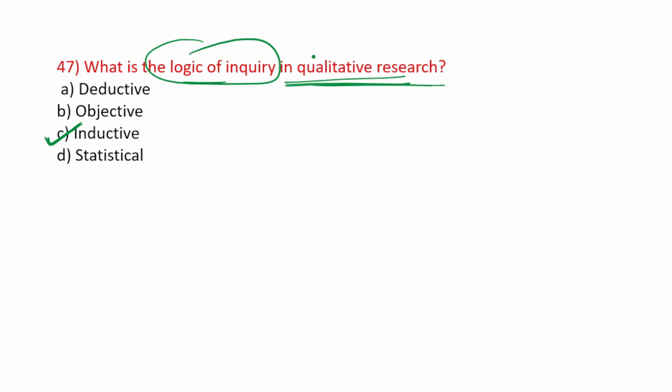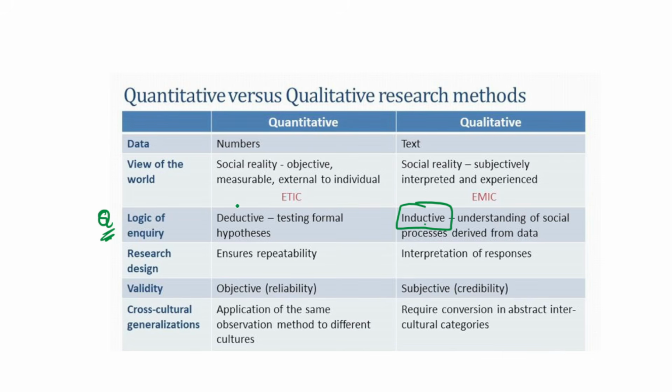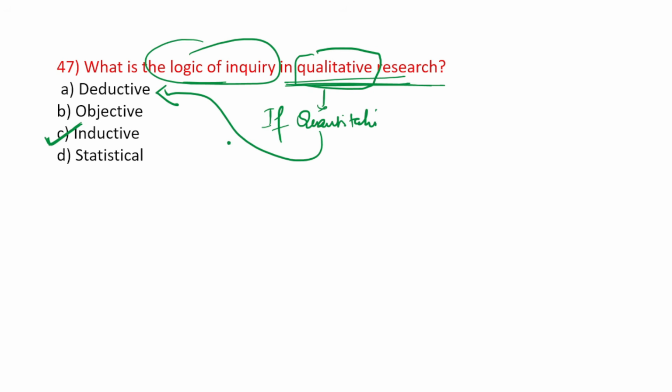In qualitative research, we have taken the answer as inductive. But suppose they would have asked, what is the logic of inquiry in quantitative? Then the answer would have been deductive. See over here, for quantitative it is deductive, whereas for qualitative it is inductive. So, I request all the students to be well versed with the differences of quantitative versus qualitative research methods, because anything can be framed from this table and asked as a question.